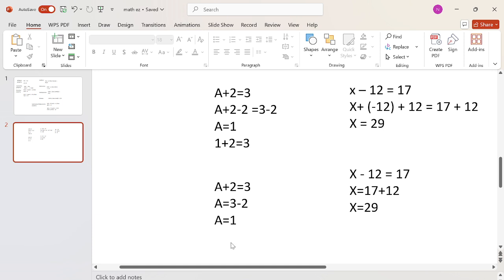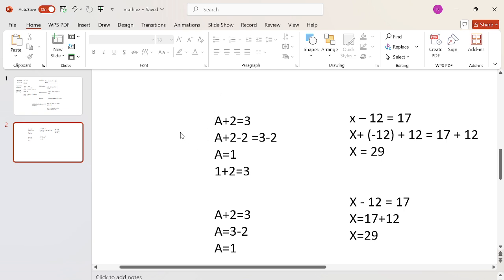Anyway, if you want to check if your answer is correct, you can just do this. You should replace A with 1, because it's equal to 1. To check if it's correct, 1 plus 2 equals 3. Correct. Okay, let's solve another question.